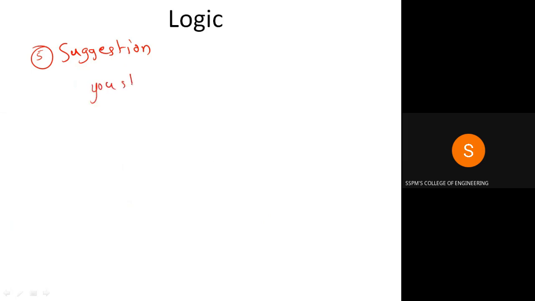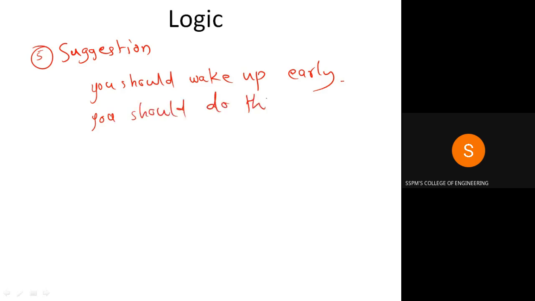You should wake up early, or you should do this. Such kind of sentences are called suggestions. Okay, this type of sentences are called suggestions. These are also not mathematical statements. So we will take a few examples on mathematical statements.